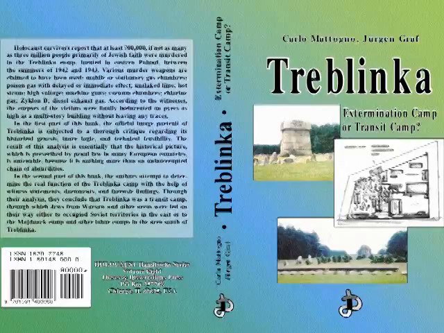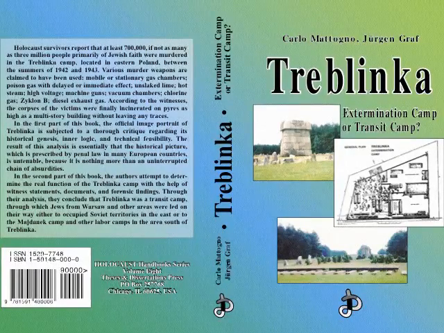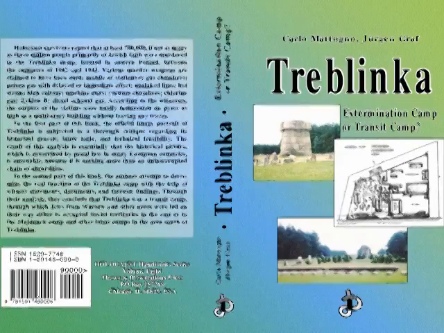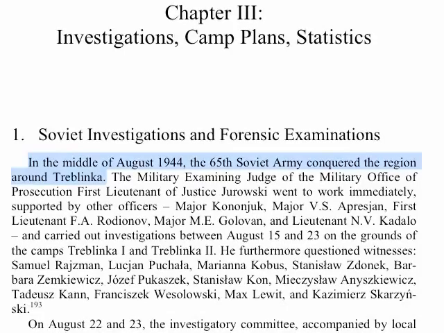Neither Raul Hilberg nor Yitzhak Arad mention anything about when the Soviets took over the Treblinka area. Instead, we get this from revisionist researchers Carlo Mattogno and Jürgen Graf in their book Treblinka. They write on page 177, "In the middle of August 1944, the 65th Soviet Army conquered the region around Treblinka. Judge Yakovlevsky went to work immediately, supported by other officers, and carried out investigations between August 15th and 23rd.